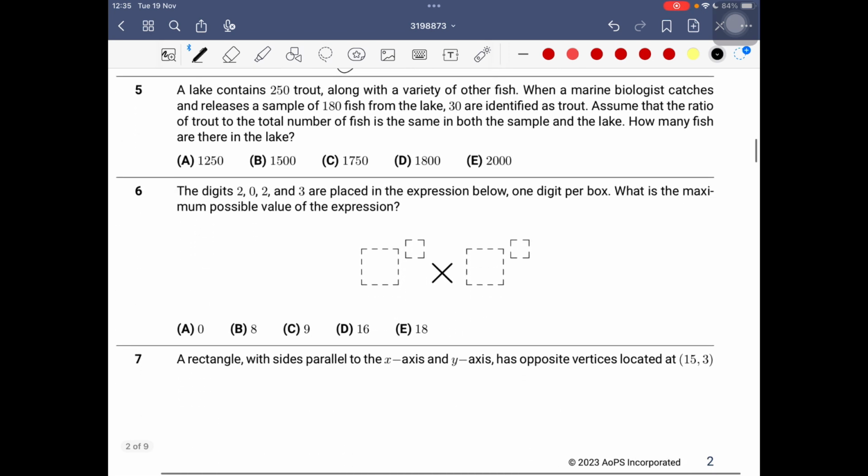Lake contains 250 trout along with the other fishes. Okay, 180 fish from the lake, 30 identified as trout. So we can tell out of 180, generally there are 30 trout, which is 1/6. So assume the ratio is the same. How many fish are there in the lake? So now we can tell 1/6, but we know there are 250 trout in the lake, so we can tell the total like this. So this becomes 250. So now times 250, 1,500.